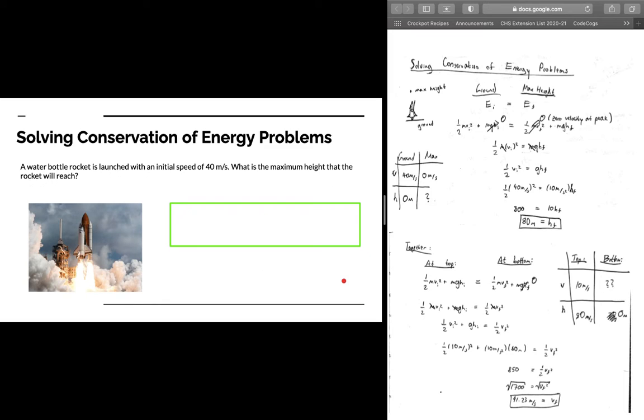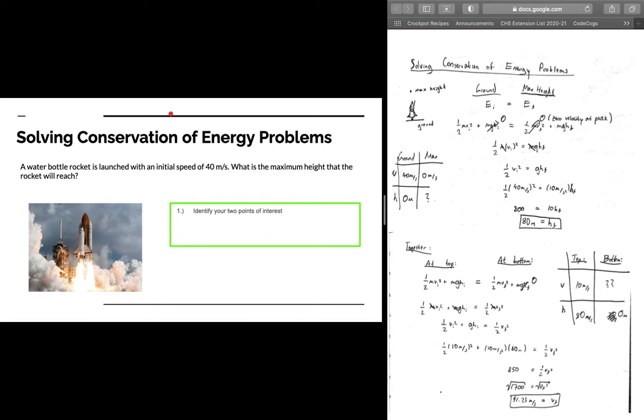So now let's look at how to solve conservation of energy problems. A water bottle rocket is launched with an initial speed of 40 meters per second. What is the maximum height that the rocket will reach? So this is a problem we actually solved back in Unit 2 using kinematics, and we'll actually solve it from the perspective of conservation of energy to show that conservation of energy gives us the same result as kinematics, which is what we should expect. If physics is accurate, then the physics from one unit should match the physics from another unit.